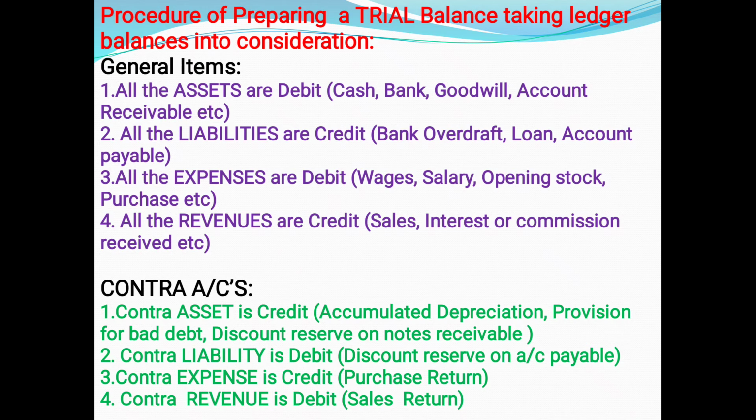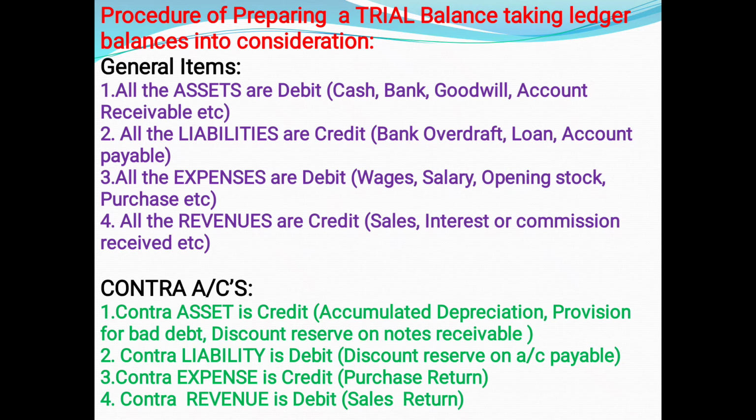Number one, all the assets are debit. That is cash, bank, goodwill, accounts receivable, etc. All assets. It is in our textbook, totally 4 assets are available in a business: the fixed asset, long-term investment, current assets, and fictitious asset. That is, all types of assets are debit balance.